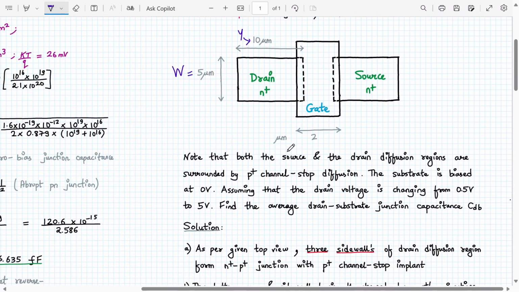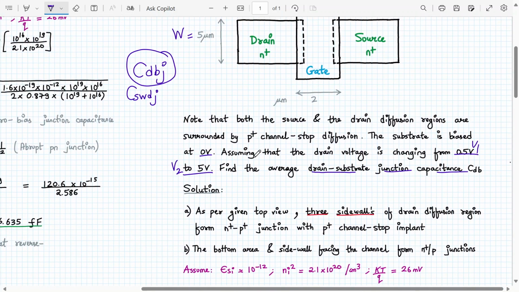So we have been given, note that source and drain diffusion regions are surrounded by P plus channel stop diffusion. The substrate is biased at 0 volt, assuming that drain voltage is changing from 0.5 to 5 volt. Okay, so this is V1, this is V2. Find the average drain substrate junction capacitance. Okay, so drain to substrate, so we have to find C, D, B, J. That can be sidewall also, right? So we can also find C, S, W, D, J. So we might have to find this one, average drain substrate junction capacitance.